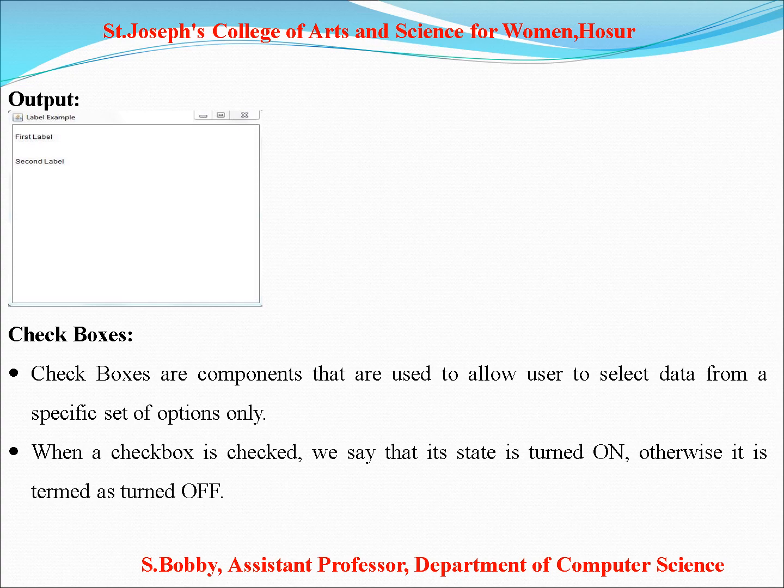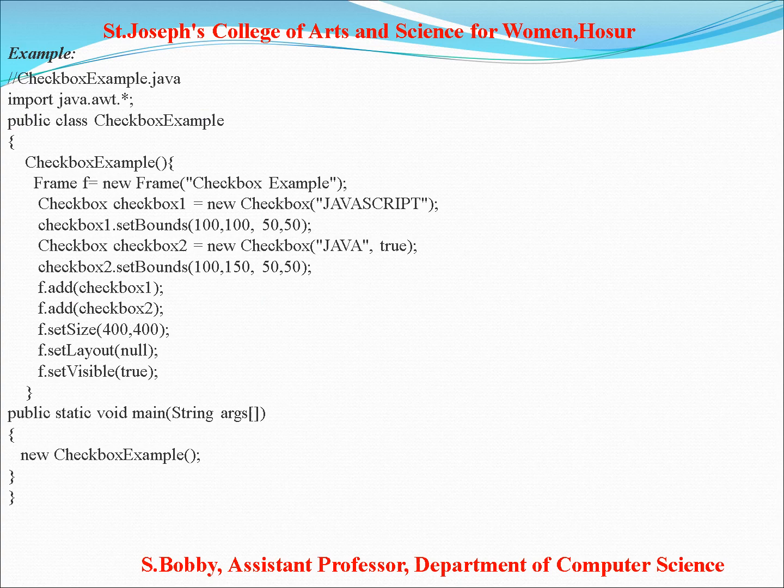The next one is checkboxes. Checkboxes are components that are used to allow the user to select data from a specific set of options only. When a checkbox is checked, we say that its state is turned on, otherwise it is turned off.